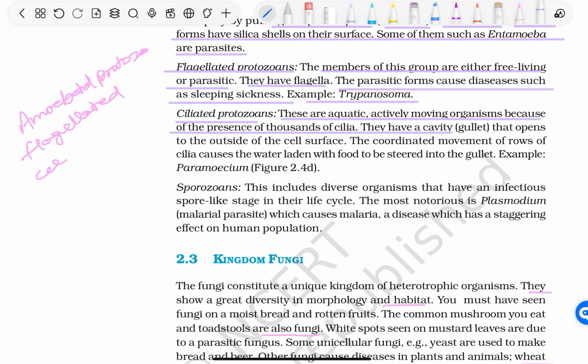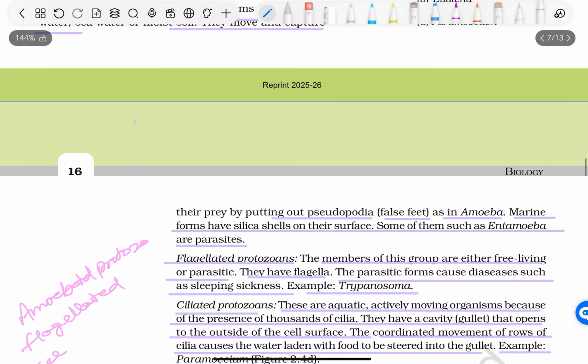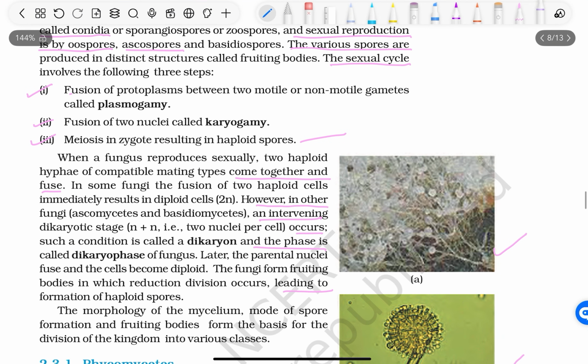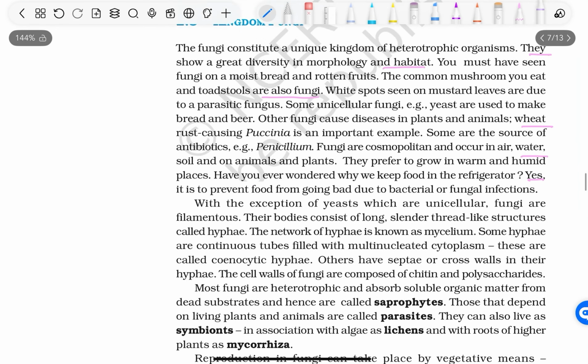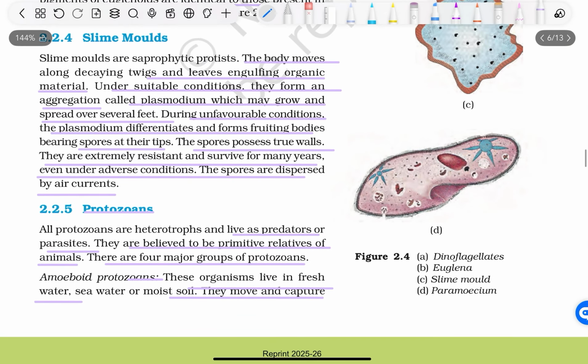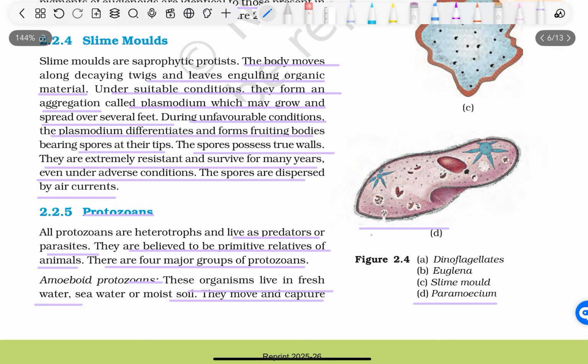Because of the presence of thousands of cilia, they have a cavity called the gullet that opens to the outside of the cell surface. The coordinated movement of rows of cilia causes the water laden with food to be steered into the gullet. For example, Paramecium. Figure 2.4d. Where is this? Here. This is Paramecium.